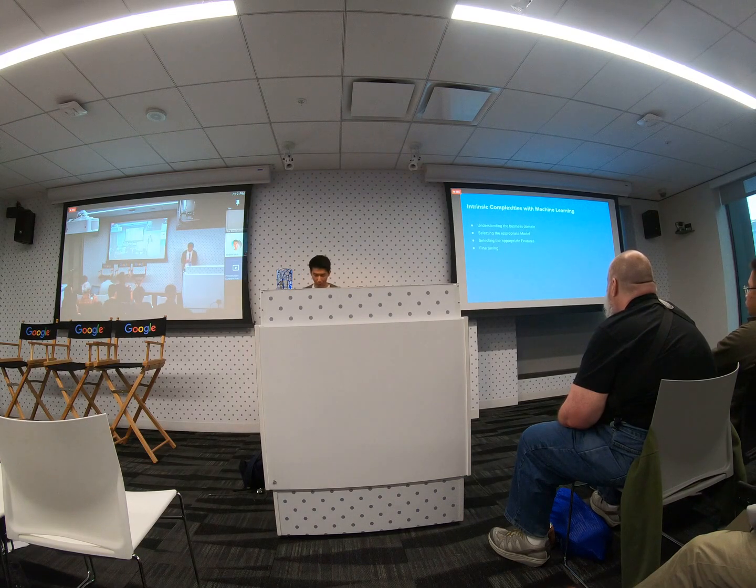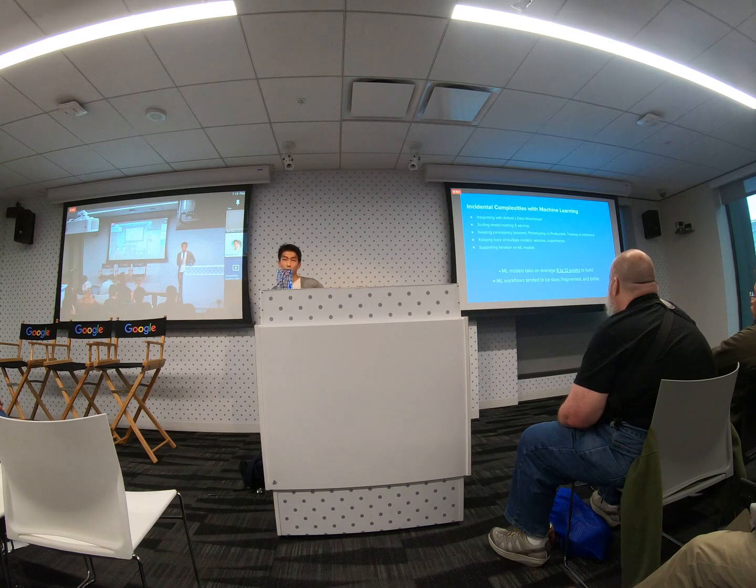And so when we're thinking about the machine learning infrastructure, we broke it down into 2 complexities. The first one is the intrinsic complexities. These are the complexities that are fundamental to machine learning, such as understanding the business domain, selecting the appropriate model, selecting the appropriate features, and fine-tuning the model.